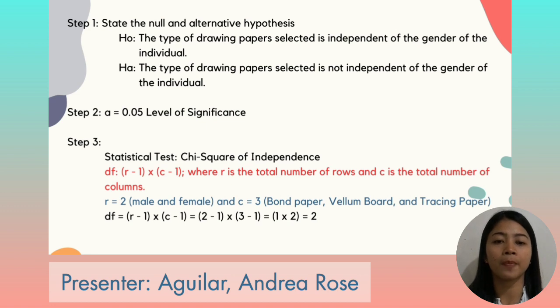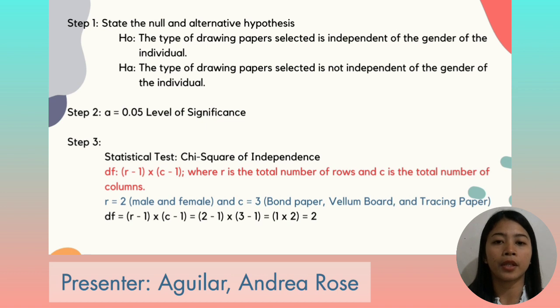Next, for step 2, the level of significance is 0.05. For step 3, the statistical test used is chi-square of independence. The degree of freedom is r-1 times c-1, where r is the total number of rows and c is the total number of columns.